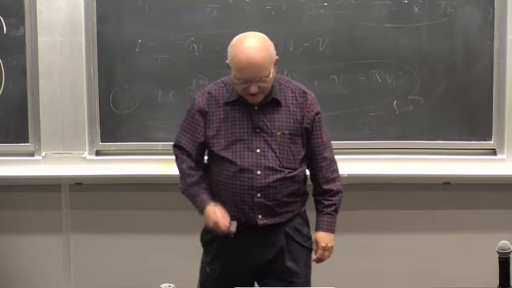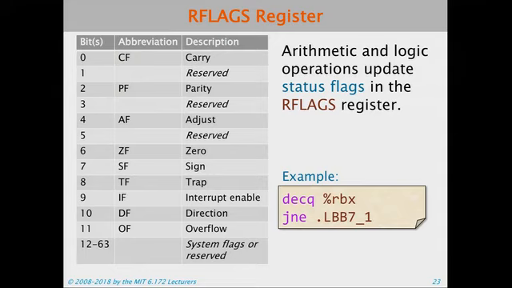Okay? And there are a bunch of things that you can jump on, which are status flags, and you can see the names here. There's carry, there's parity. Parity is the XOR of all the bits in the word. There's another one, and I don't even know what that's for. There's the zero flag, which tells whether it's zero. There's a sign flag, whether it's positive or negative. There's a trap flag, interrupt enable, and direction and overflow. So anyway, you can see there are a whole bunch of these.